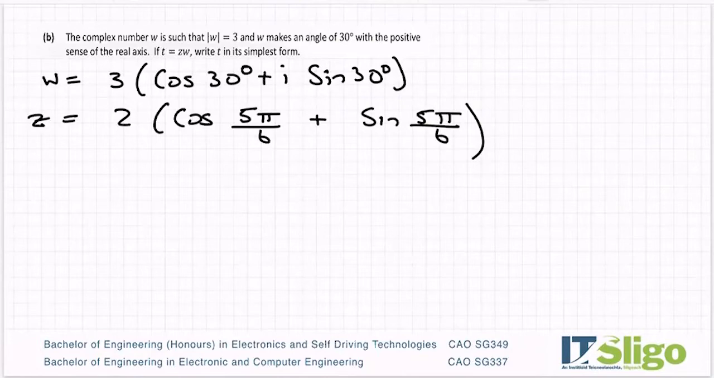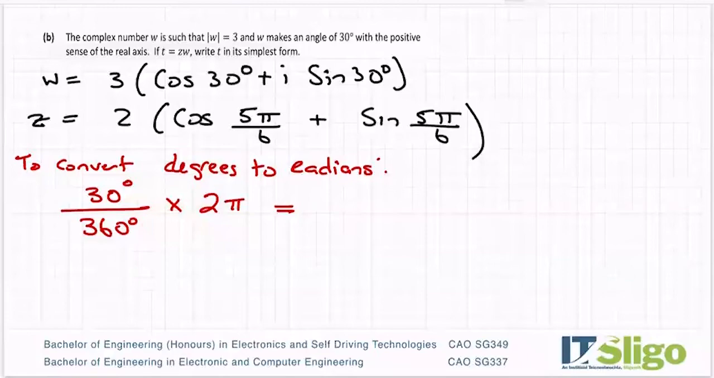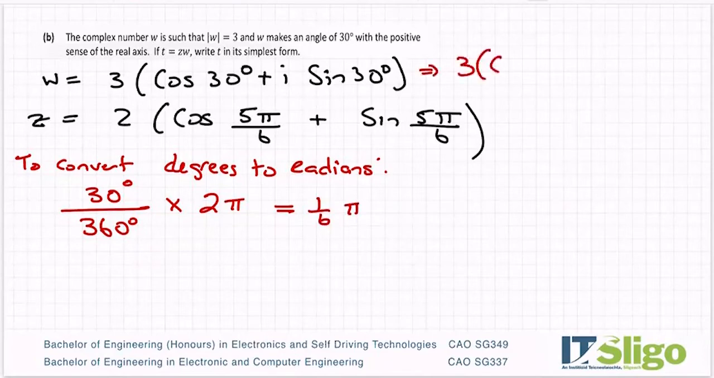So you have two choices to convert degrees to radians. Take the degrees, the 30 degrees. What fraction of 360 degrees is it? Because 360 degrees is a full cycle, and apply that same fraction to 2 pi, which is the equivalent of 360 degrees. So 30 over 360 multiplied by 2 pi, and you get 1/6 pi. So you could change it to 3 cos a 6th pi plus i sine a 6th pi. That's how you convert from degrees to radians.